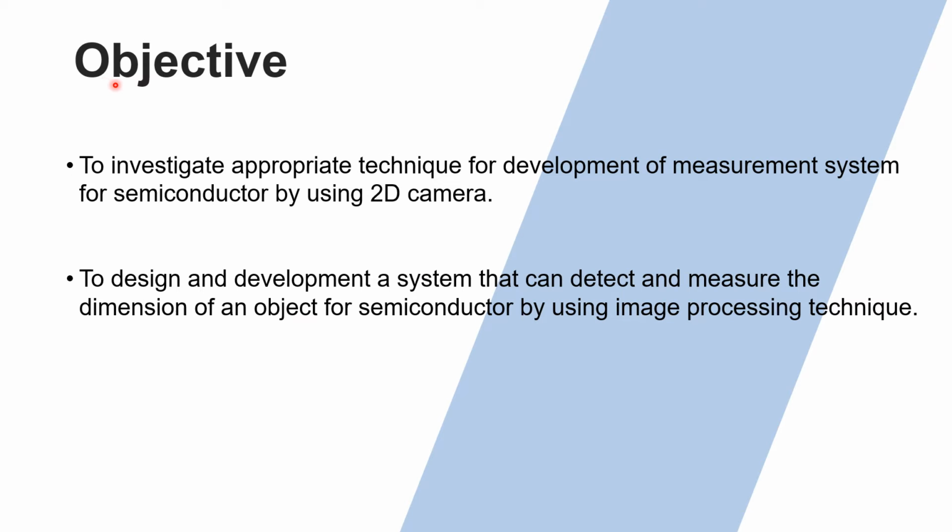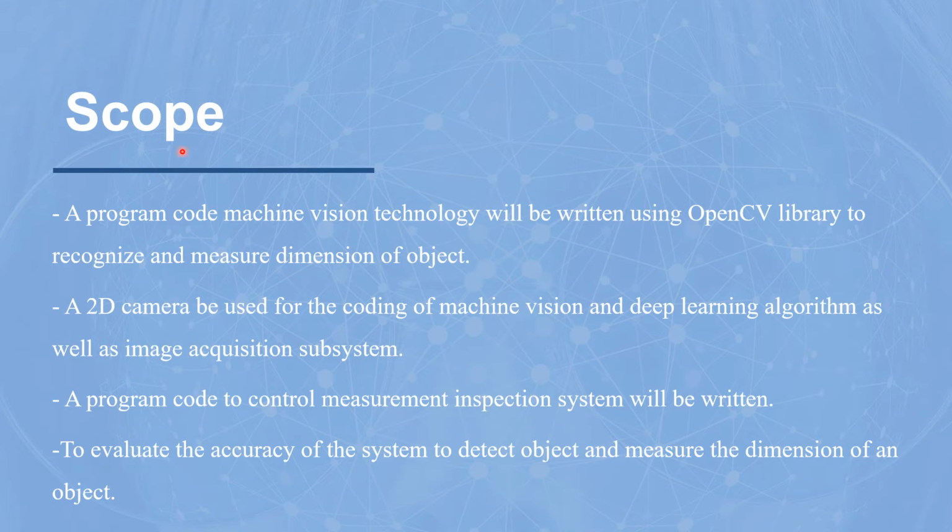There are 2 objectives in this project. First, to investigate appropriate technique for development of measurement system for semiconductor by using 2D cameras. Next, to design and develop a system that can detect and measure the dimension of an object for semiconductor by using image processing techniques. Scope.